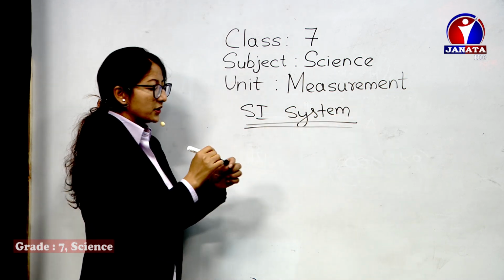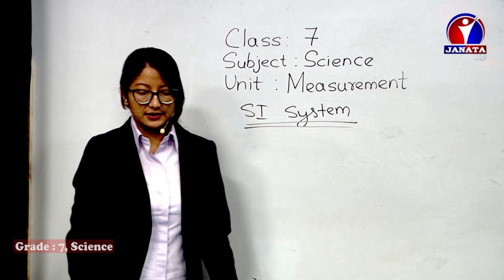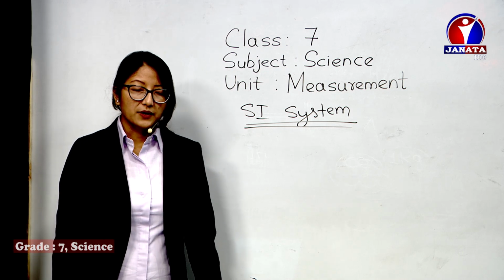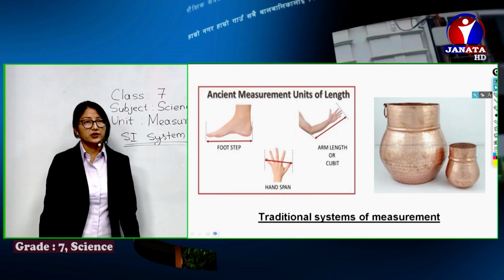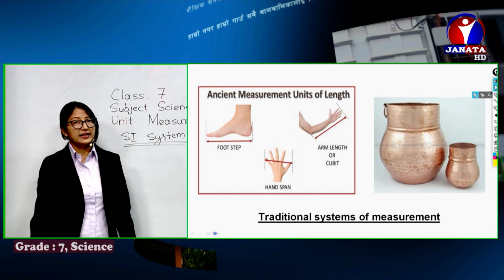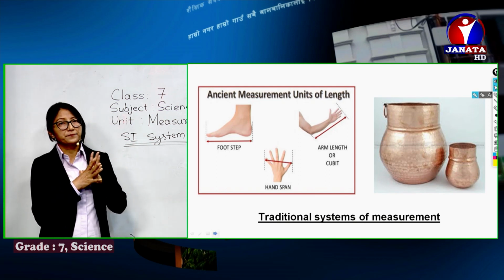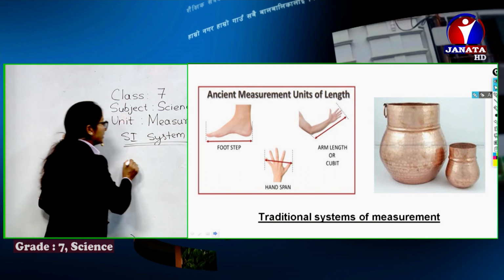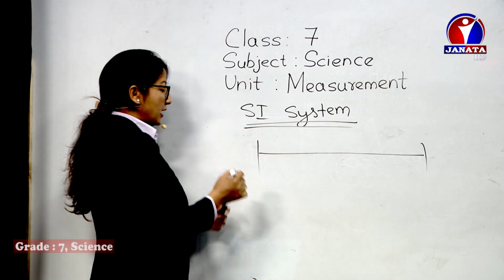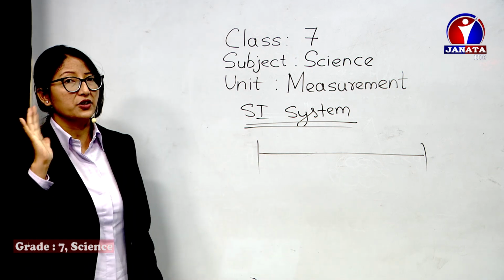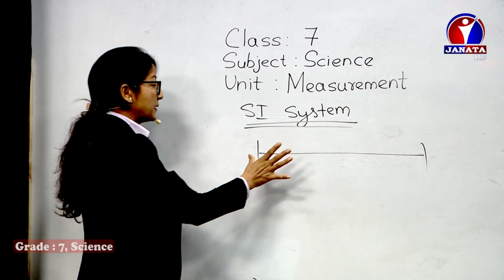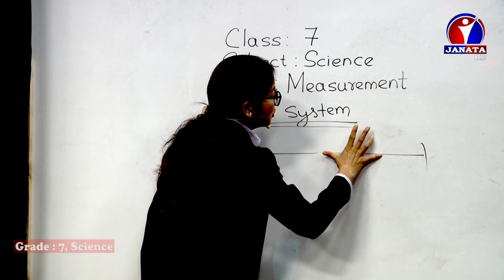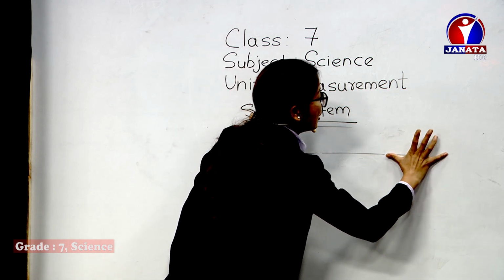Before we move on to the topic, I was saying something about the traditional systems of measurement. You can just check in the slides. Previously, if people had to measure length, they would use the hand span. For example, if I want to measure the length of this line, according to the traditional methods, we would just use our hand span. I'll keep my hand here, and this is the hand span. See, 1 and 2, and now maybe 2.5 or 2 1/4.